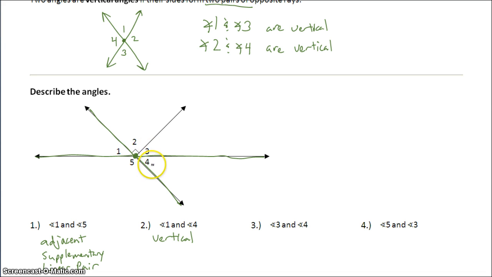3 and 4. Well, 3 and 4 share a vertex, and they share a side, so they're going to be adjacent. And if I look, if angle 2 is 90 degrees, that means that this line is perpendicular to this line, which means that this angle is also 90 degrees, which means that 3 and 4 are going to be complementary.